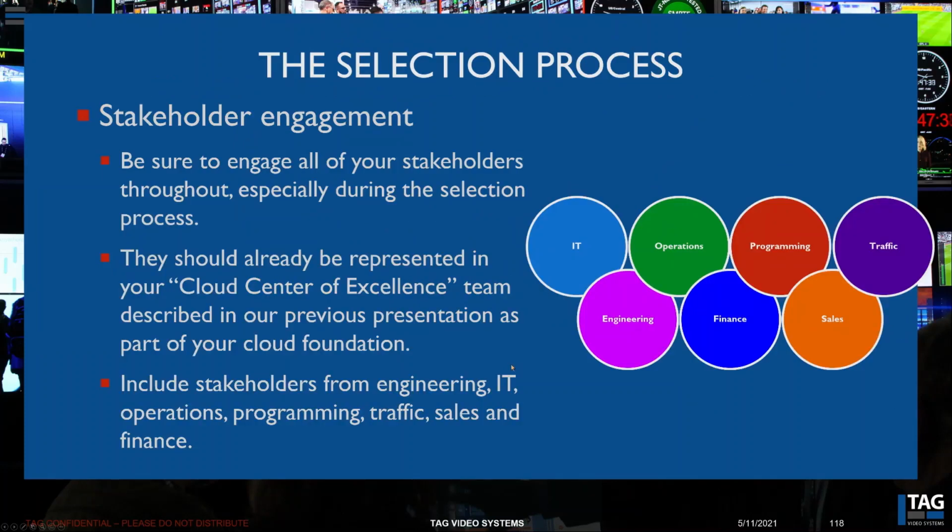So the selection process. First step is to build that cloud center of excellence and engage all the stakeholders in your organization: IT, engineering, operations, finance, programming, sales, and traffic. All these stakeholders should have a voice in the selection because it's going to matter to all of them. They're all going to bring certain requirements to the table. And you're also going to have to work with all of them to make sure those are real requirements and not just bringing that old baggage with them, right? That's going to be a challenge. You're going to have to be a good politician to make this work well.